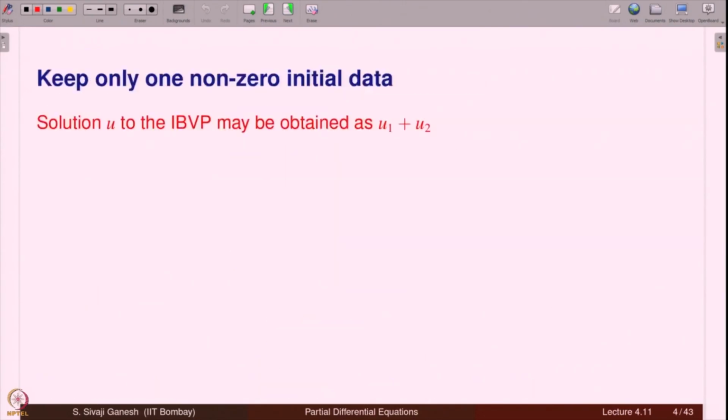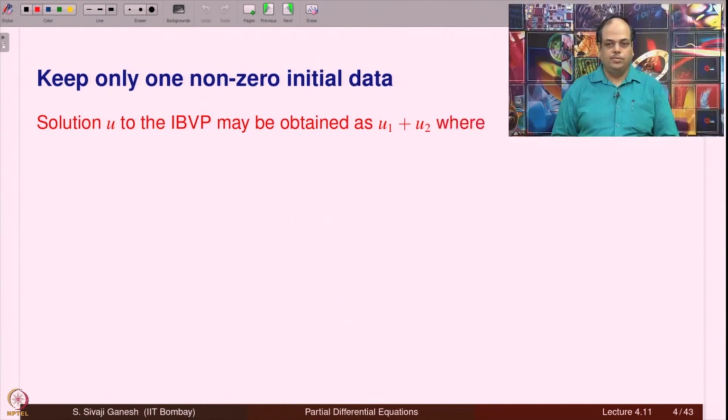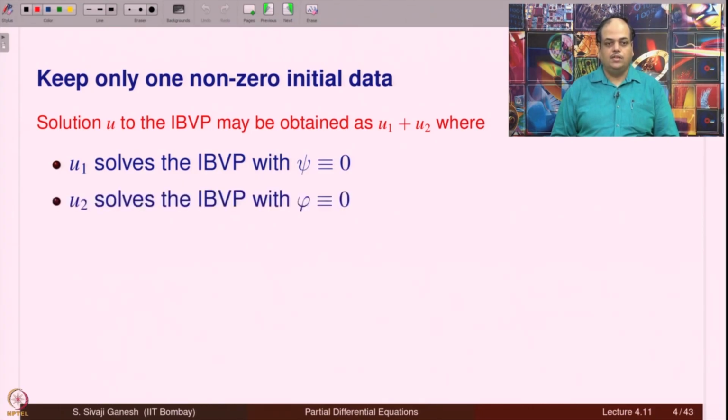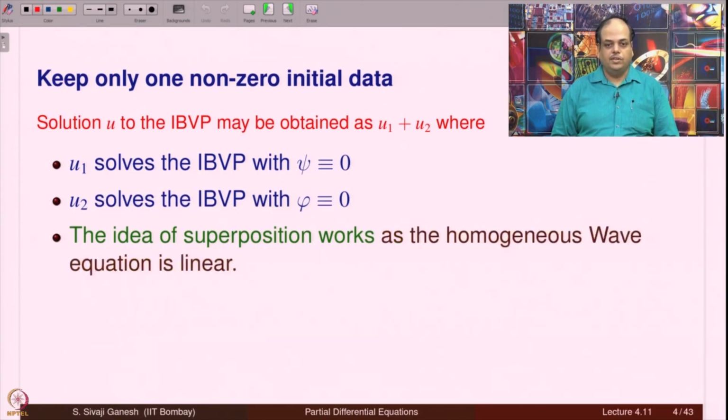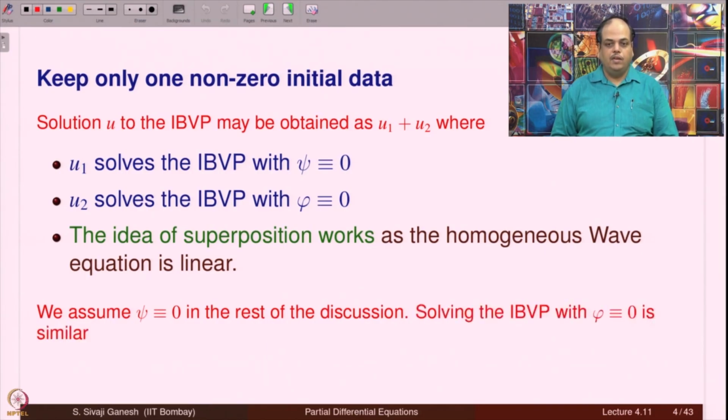So, the solution u to the IBVP may be obtained as u1 plus u2, where u1 solves the IBVP with psi equal to 0 and u2 solves the IBVP with phi identically equal to 0. The idea of superposition works because the equation is linear and homogeneous. Therefore, we assume that psi is identically equal to 0 in the rest of this discussion. Solving the IBVP with phi identically equal to 0 is completely similar and is left as an exercise.